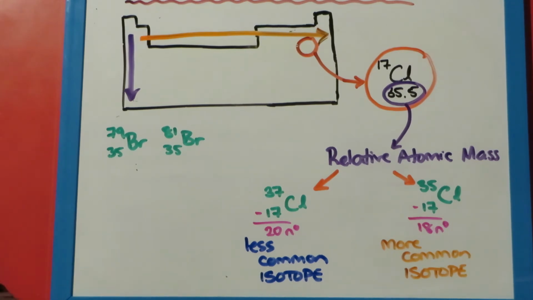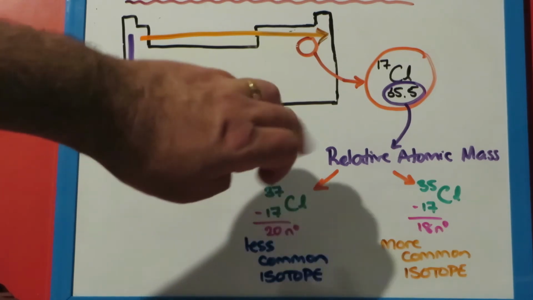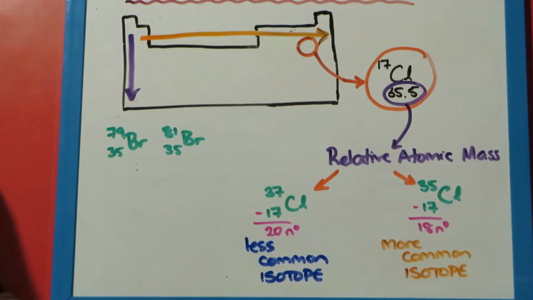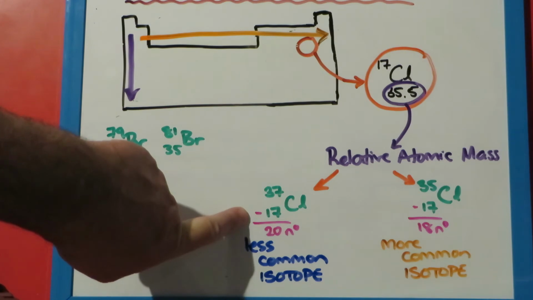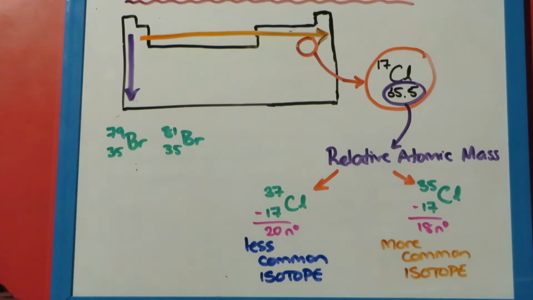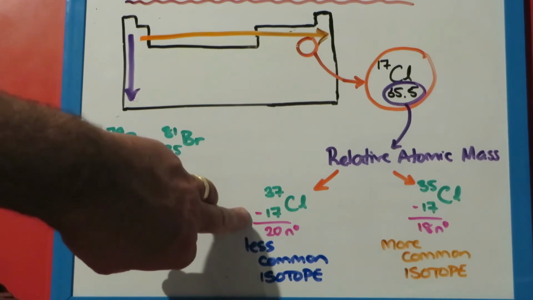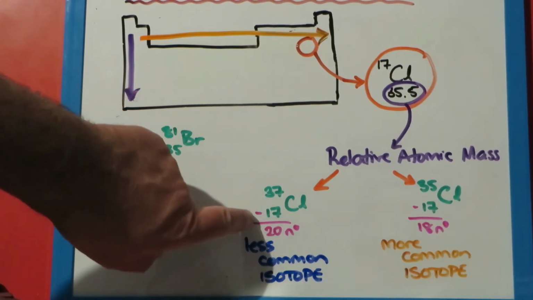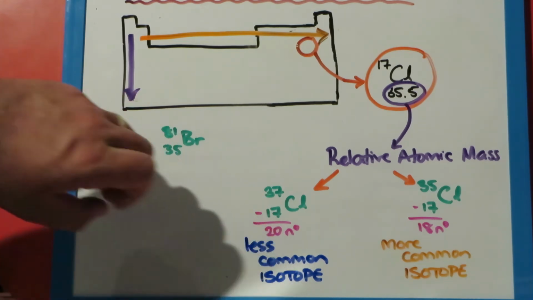And actually what we find is that some chlorine has a mass of 37, so it's the heavier one, and some has a mass of 35. And we work out the number of neutrons in those by going the mass number minus the atomic number. That's because the mass number is the protons plus the neutrons, and our atomic number is our number of protons. So if we subtract the number of protons from the mass number, we get our number of neutrons.